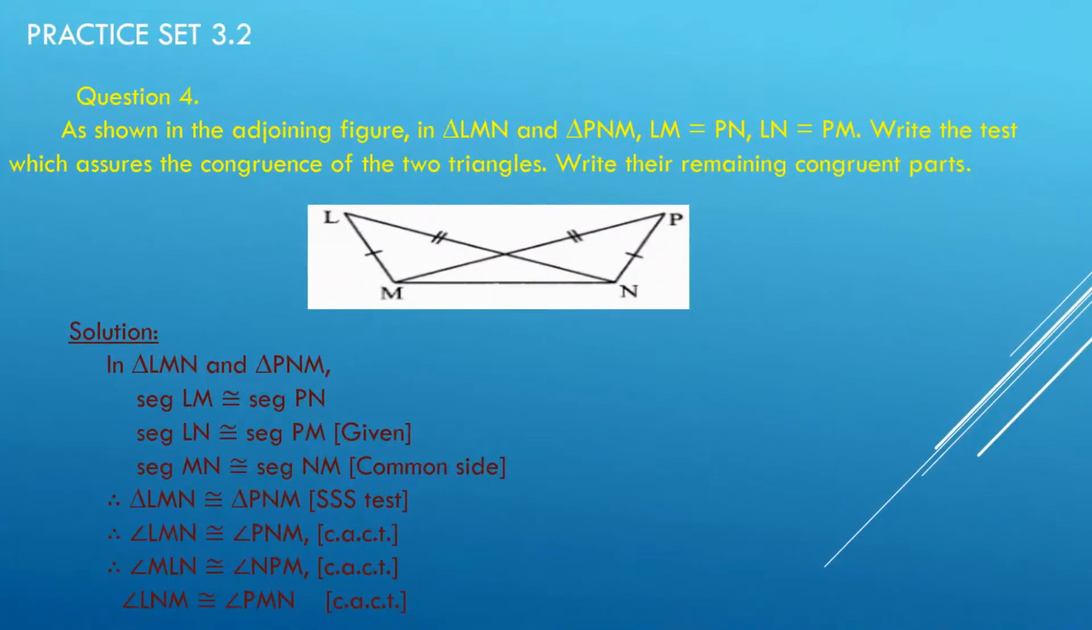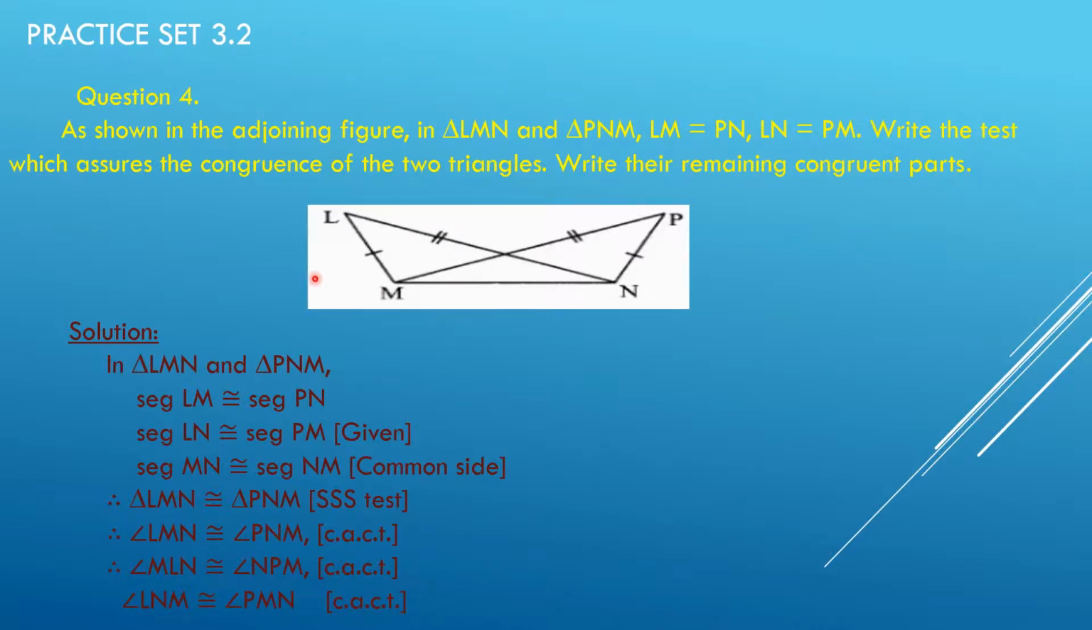Number 4. As shown in the adjoining figure, in triangle LMN and triangle PNM, LM is equal to PN, LN is equal to PM. Write the test which assures the congruence of the two triangles. Write the remaining congruent parts.